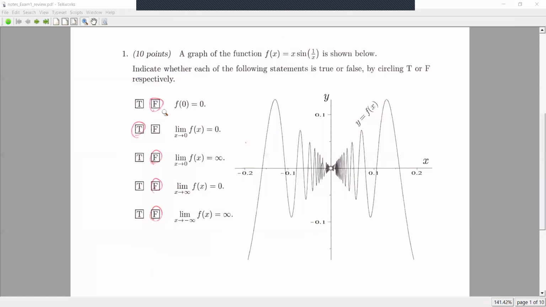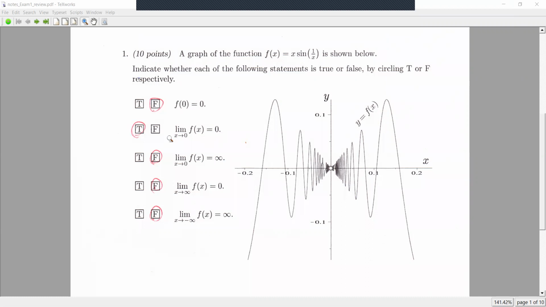Statement 1. Function value at 0 is 0. False. The graph has an open dot at x is 0. That means the function has no function value at x is 0. So function value at 0 is undefined, no function value there.